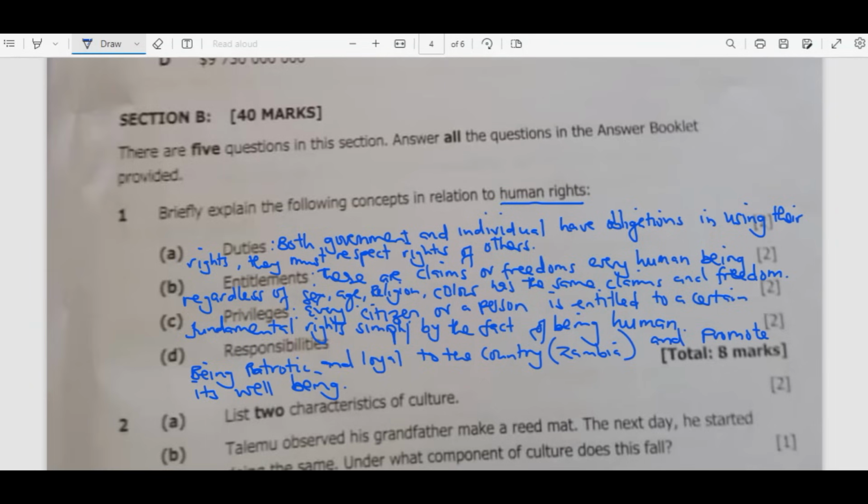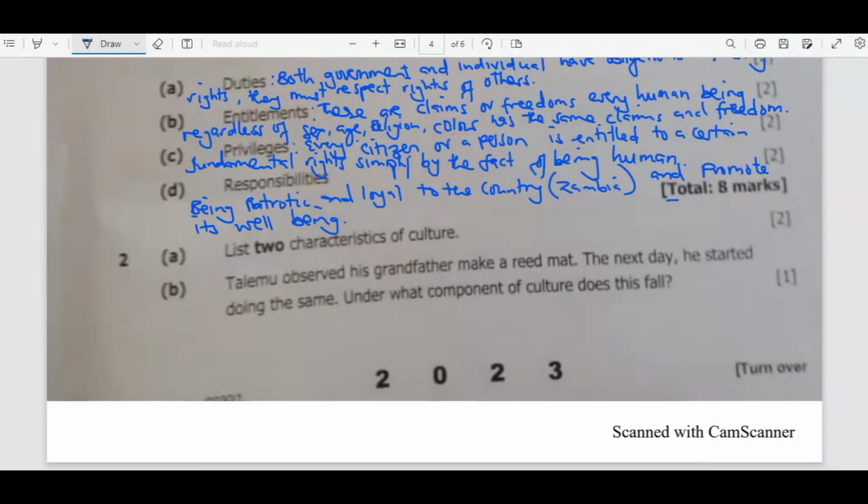So that is what we mean when we say responsibility. So these we are carrying 8 marks. So you have to explain and add a word to these. So these are just points that have been given. You just have to add a word because we don't have enough space. So let us look at question 2.